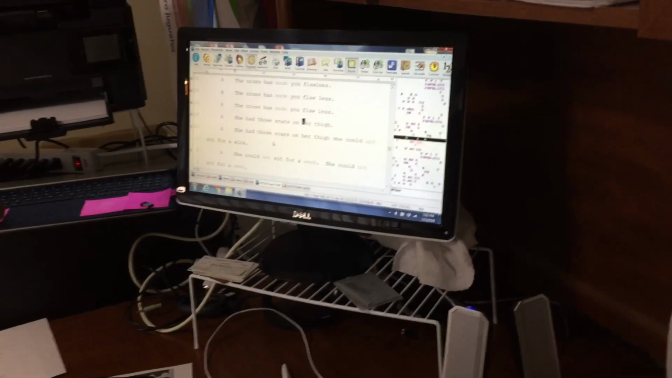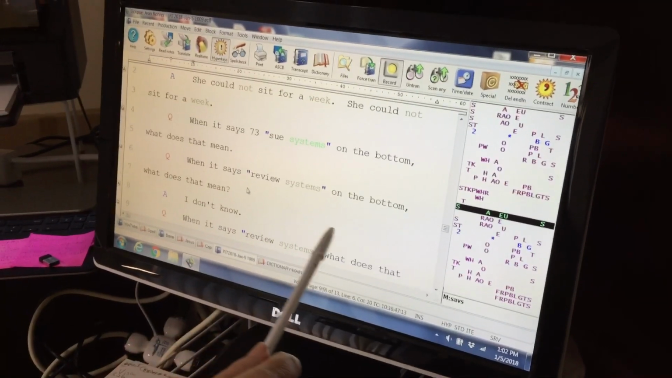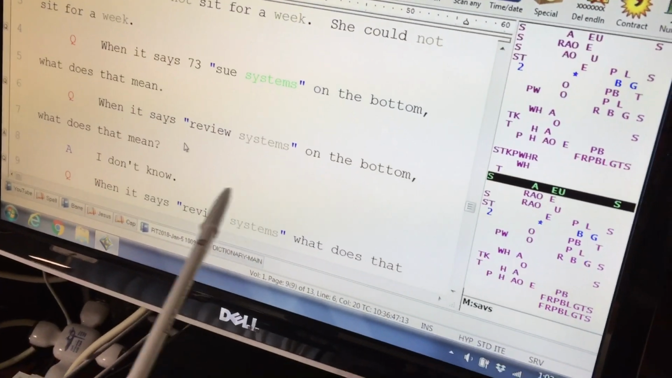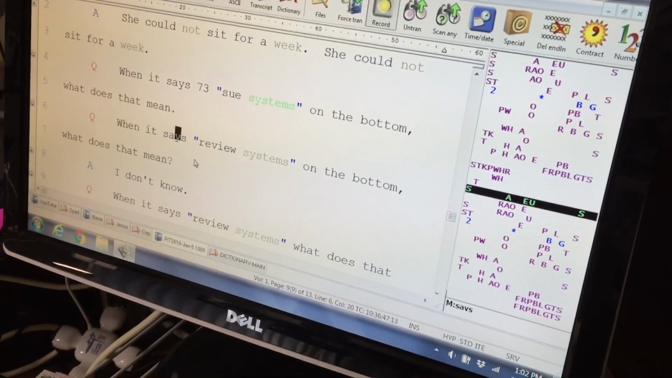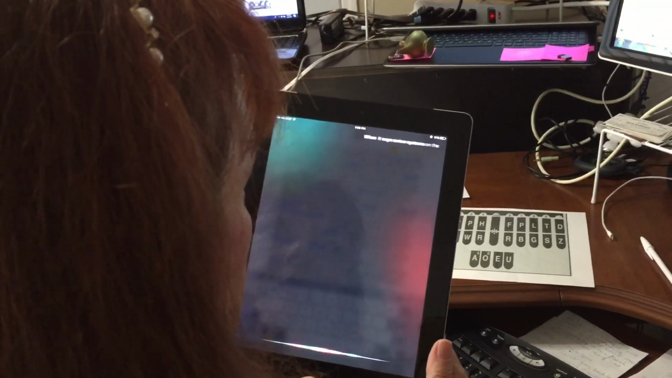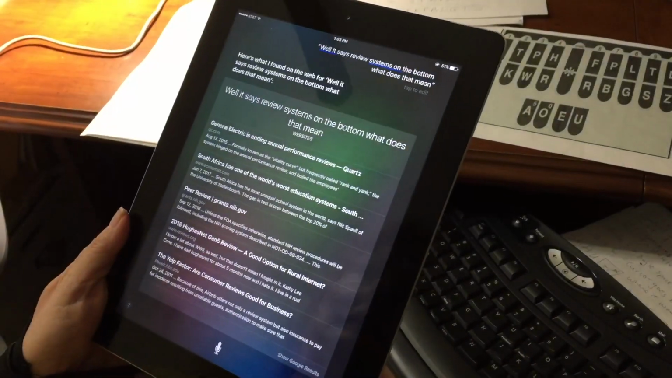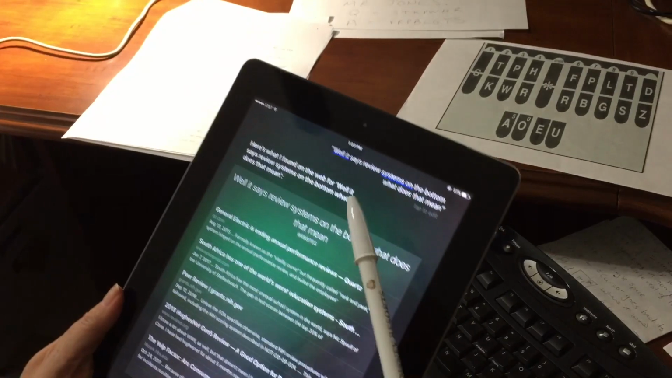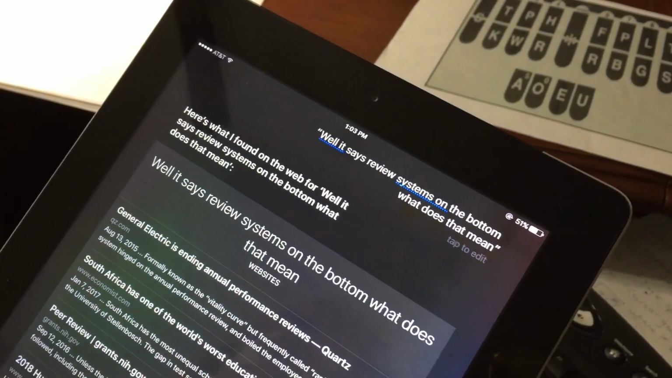Another pitfall with voice recognition is there's no punctuation. So the question was, when it says review systems on the bottom, what does that mean? And you can see the court, I could put quotes around review systems, a comma, a question mark. See what voice recognition does with that. "When it says review systems on the bottom, what does that mean?" "Here's what I found on the web for, well, it says review systems on the bottom. What does that mean?" Well, it didn't quite translate right, but you see review systems was not quoted. There's no comma after bottom. There's no question mark.